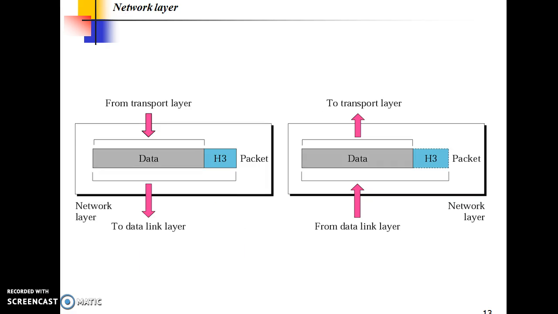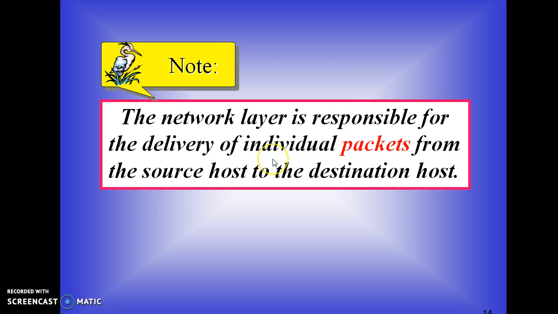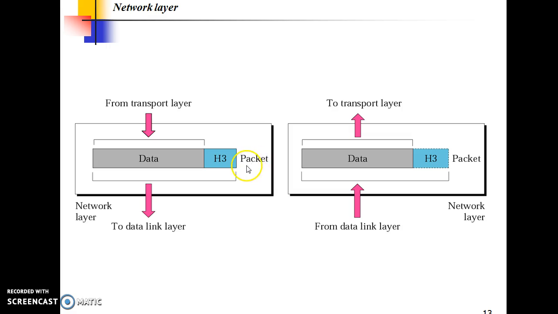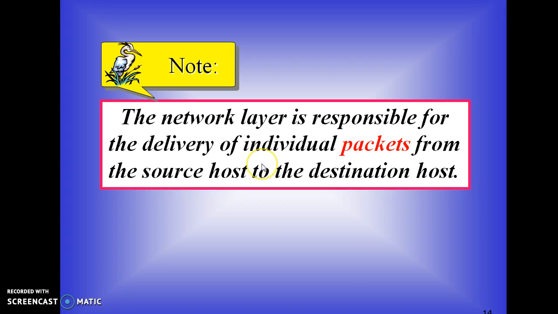Then at the network layer side, the transport layer will send the data to the network layer and the network layer to the data link layer. Here it's vice versa. When the data link layer receives the data, it will pass the data to the network layer, and the network layer will pass the data to the transport layer. So here the basic unit of data is the packet. The network layer is responsible for the delivery of individual packets from source host to destination host.